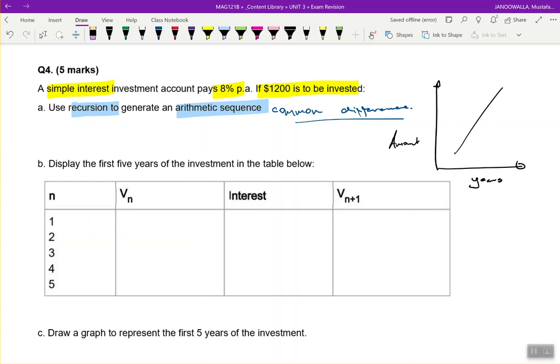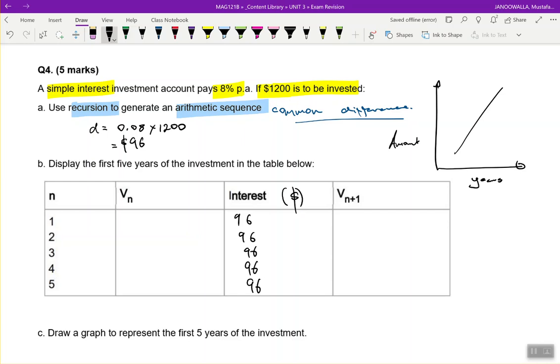Okay, so the common difference, which is our interest, we know that is 0.08, so that's the 8% multiplied by 1200, which is 96. So that means that's 96 all the way through. I think it's a bit overkill with these units. We can just leave that as that. Maybe put the dollar sign there. Okay.